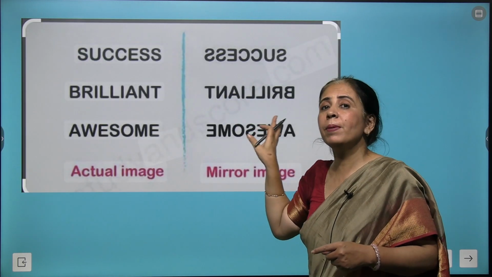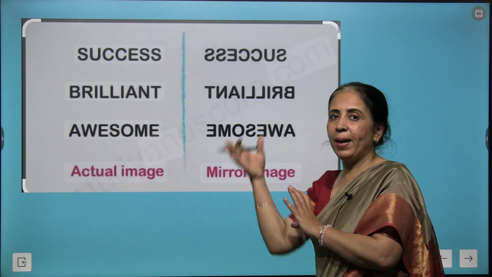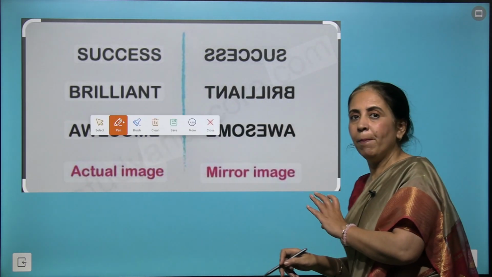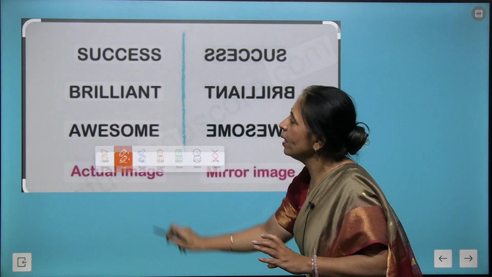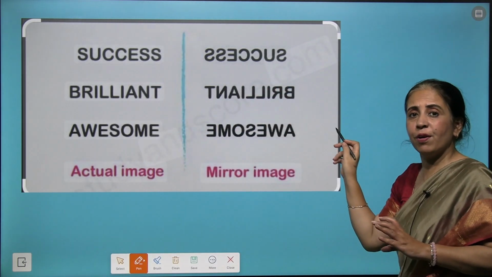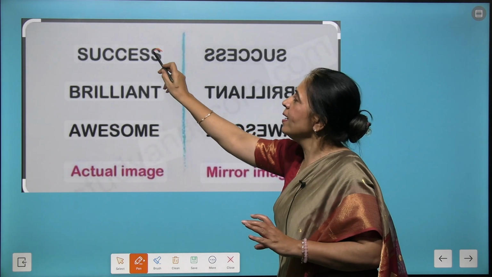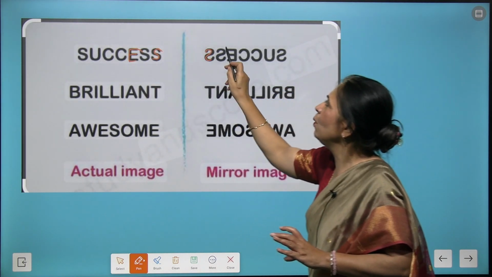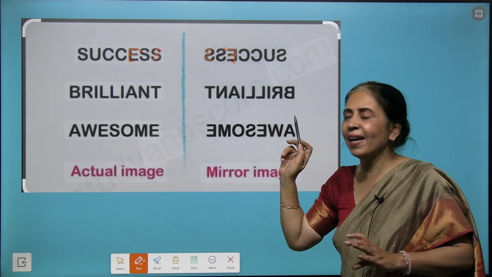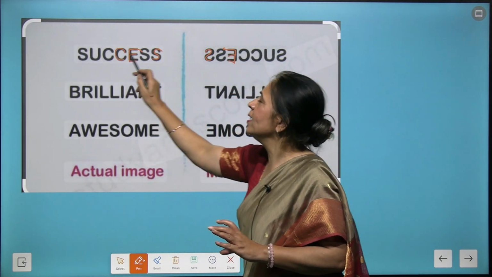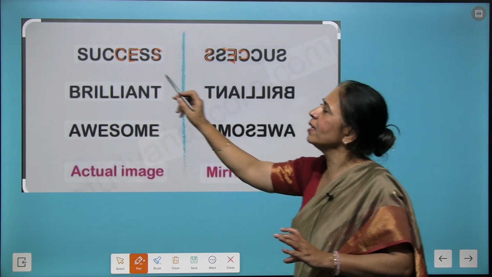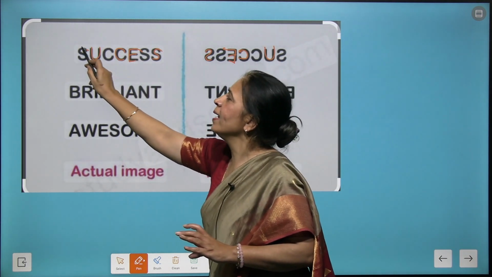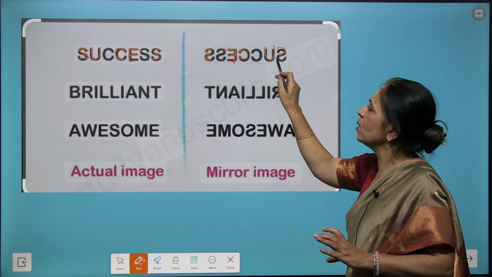I have brought some alphabets and we have made words out of them. So let's see how they look when you make the mirror images. This is the actual image and this is the mirror reflection. So the S turns like this and then we have E which looks like this. Are you understanding it? Moving further, this C takes the position like this. Coming to U, U exactly remains the same and S also takes a lateral turn.